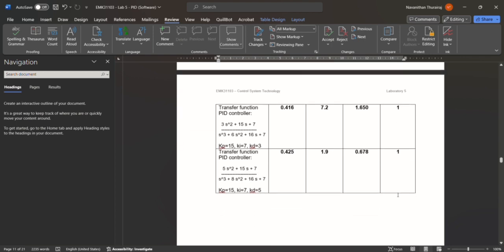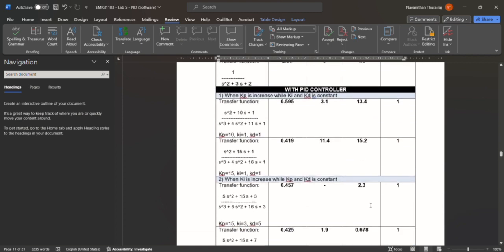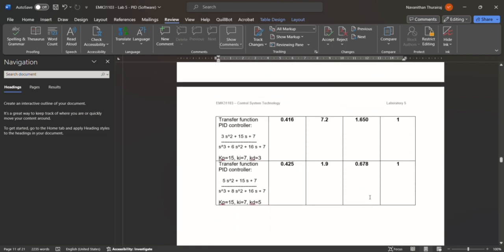The last function is when Kd is increased while Kp and Ki are constant. For this transfer function, the rise time is 0.416, the overshoot is 7.2, the settling time is 1.650, and the steady state error is 1. And for this transfer function, the rise time is 0.425, the overshoot is 1.9, the settling time is 0.678, and the steady state error is 1.